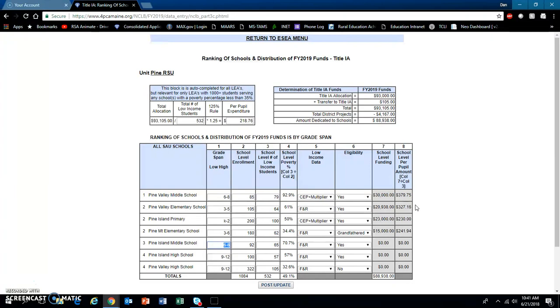This starts a new grade span. It is below the highest poverty school in the first grade span, so the second span is starting at a correct level. The next school's per pupil amount is $230, so that is lower, equal to or lower than the $327. And then when we get to the next school in that second span, we have $241. So this one is a lower poverty school, and it's receiving more per pupil. Therefore, we have an issue.